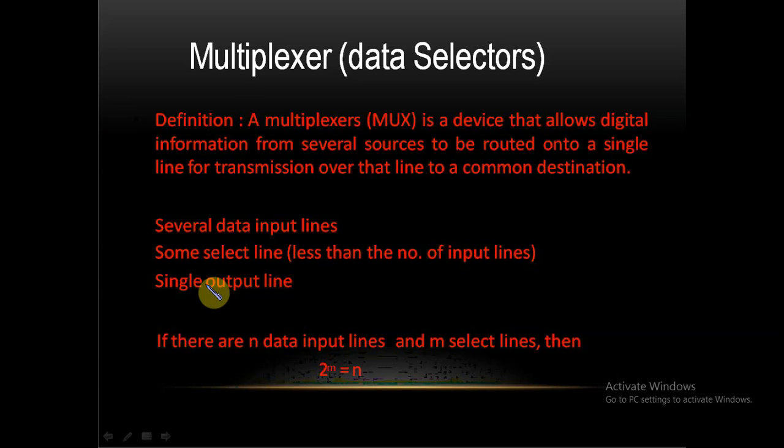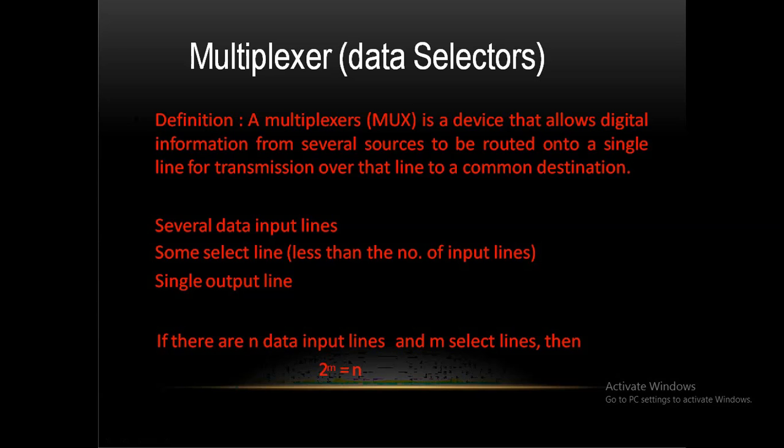These are some points for the multiplexer. There are n data input lines, for example, and m select lines. Whatever the number of select lines, that much determines the input lines. For example, if m is 2, then 2 raised to 2 is 4, which means there are 4 input lines.